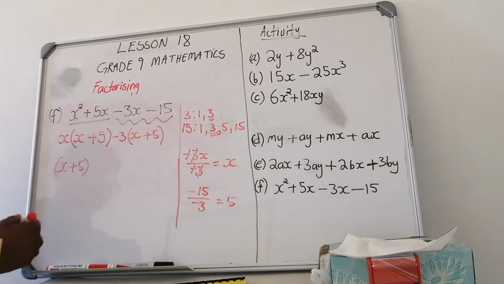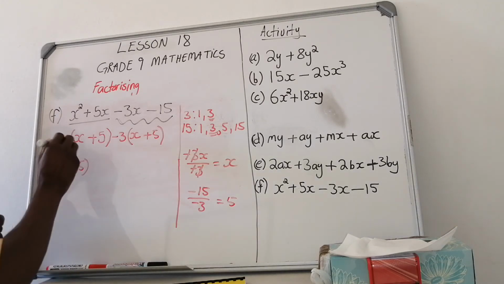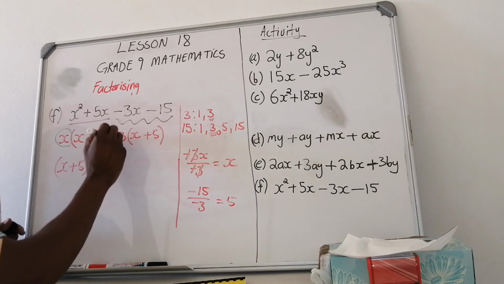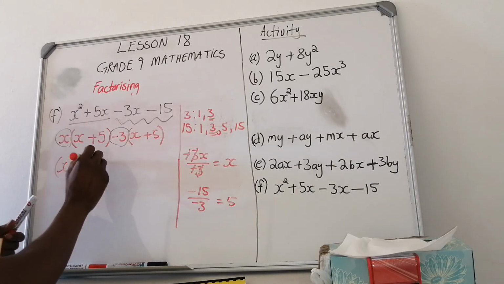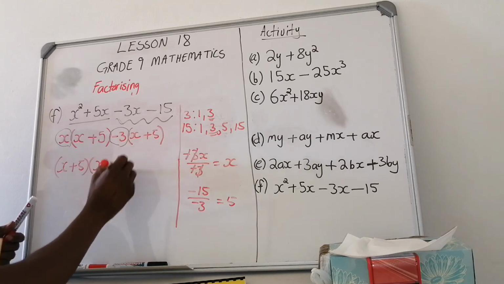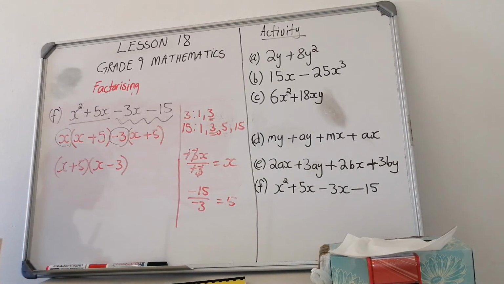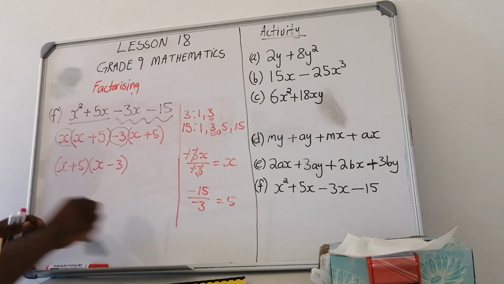And then remember, whatever is outside the bracket we can now combine in one bracket, and then we are done factorizing. How do I know that I'm right? You can just remove the brackets and see. Let's see if you're right.